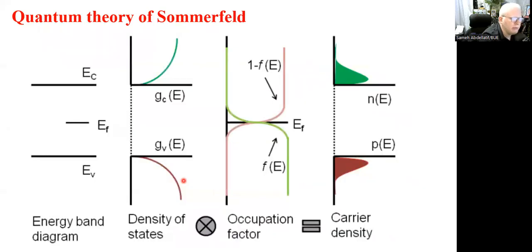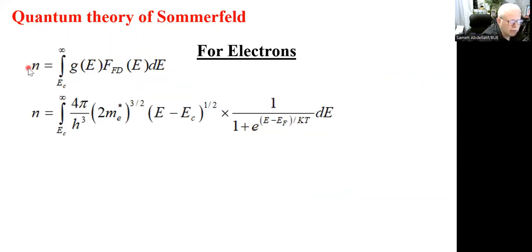Now we can do the multiplication. We can multiply the density of states in the conduction band times the probability of finding an electron in the conduction band, or the density of states in the valency band times 1 minus the probability of finding an electron, which is the probability of finding a hole in the valency band, as you can see. And logically speaking, the total number of electrons in the conduction band will be equal to the total number of holes in the valency band. You can do this either graphically, as you can see in this slide, or you can do it mathematically here.